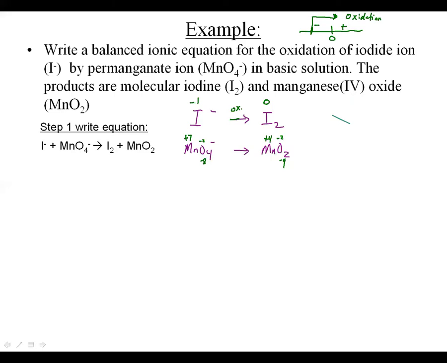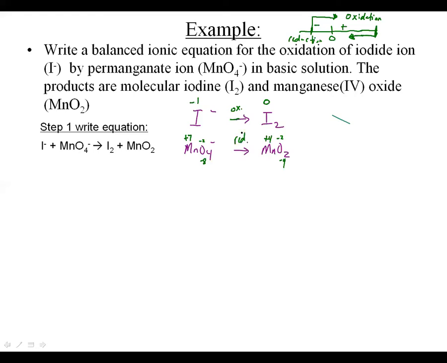So for our Mn, it is starting at +7 and ending at +4, and it's going in that direction. So that is reduction. And that would be our reduction half reaction.